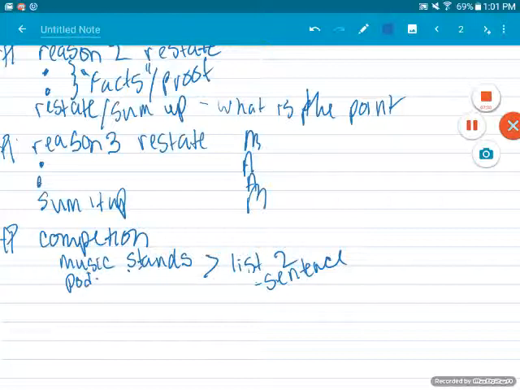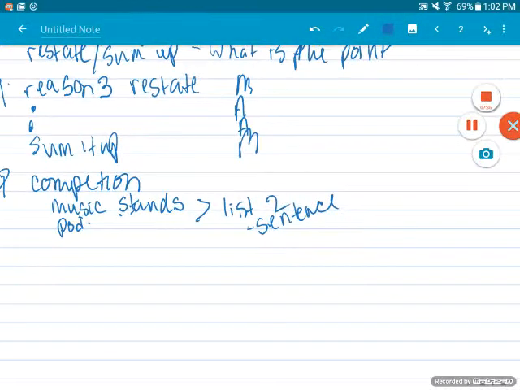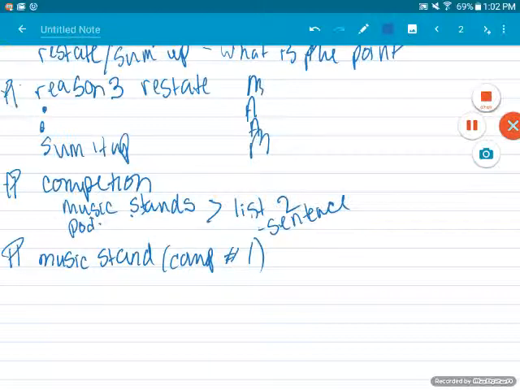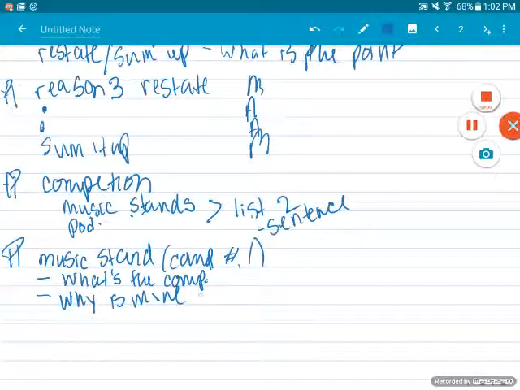So, we have 3 more. The first one, our next paragraph, is going to explain what music stands are. This is competition number 1. We're going to explain what the competition is, and why is mine better? That's the first question you need to answer, and then why is mine better? Except you want to try to avoid the word I.